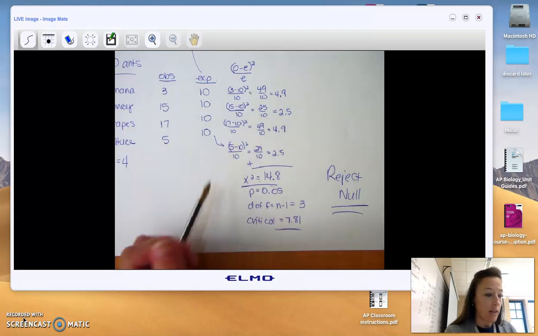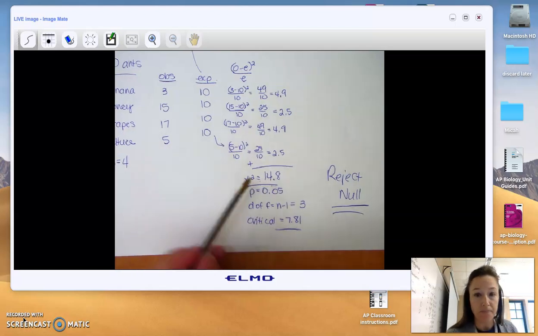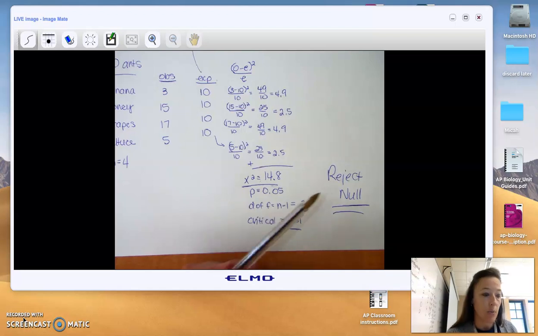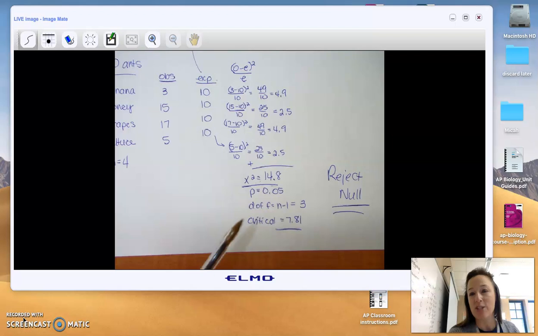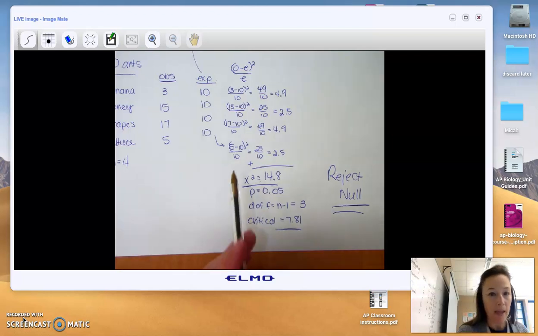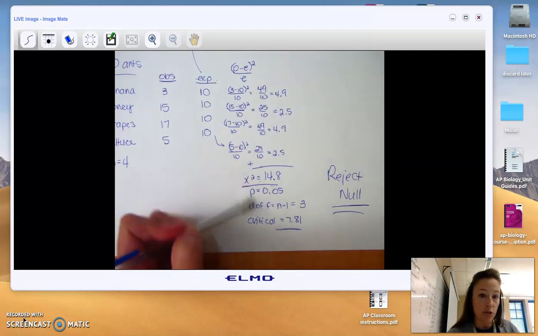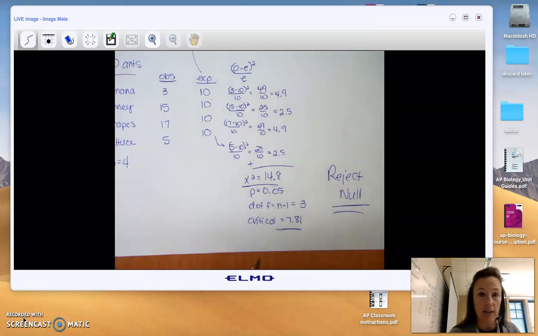Let's say we did all these calculations and it came out to be 2.8. So it was smaller. Then we would have had to accept the null, or sometimes AP likes the term fail to reject the null. That means accept the null. Okay, so this one, again, because it's larger than the critical value, we reject the null. If you have any more questions, let me know. We'll go over some more examples, and I hope that helps.